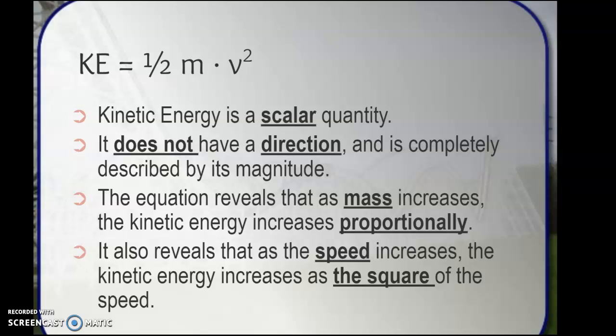M is your mass, v is your speed, and it's going to be squared. And remember that kinetic energy is a scalar quantity. It does not have direction. We only care about its magnitude.